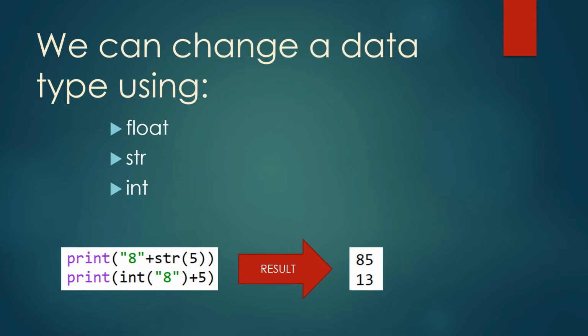So float, str, and int are all functions that can be used to convert a value from one type to another. But be careful. Don't try to convert a string value to an int if it's not able to be an int. So don't, for instance, try and take the name Fred and turn it into an int, because Fred is not something that we can see as an integer.